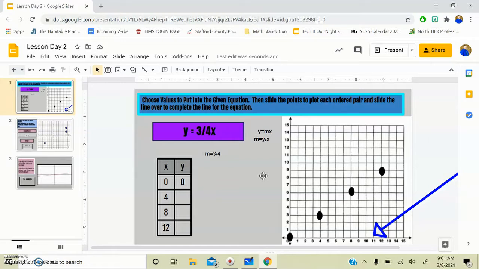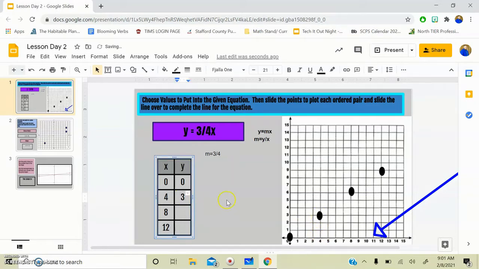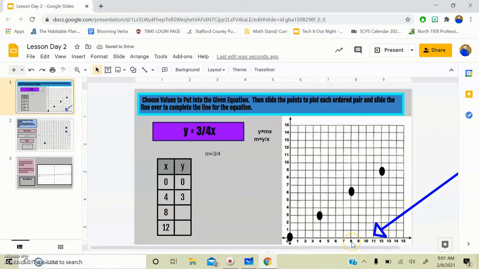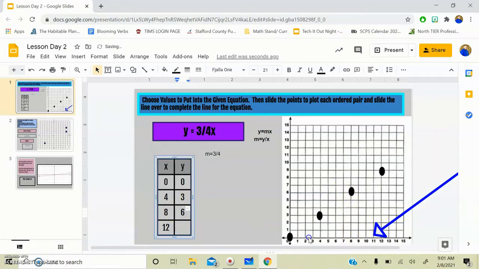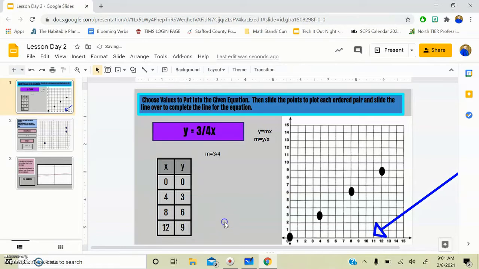When I have this done, before I move that line over, I want to fill in this table. It already gives me my x values of 0, 4, 8, and 12. If I look at x is equal to 4, I go up and there's a dot, and that's at 3. So I'm going to put a 3 here. I go over to my 8 on my x-axis and go up. There's a dot at 6 on the y-axis. And lastly, when I do the same thing with 12, I go up on my y-axis, and there's a dot at 9.